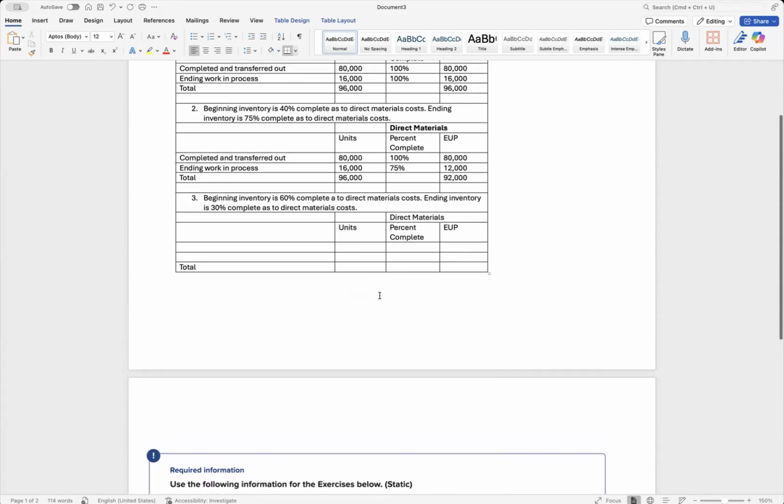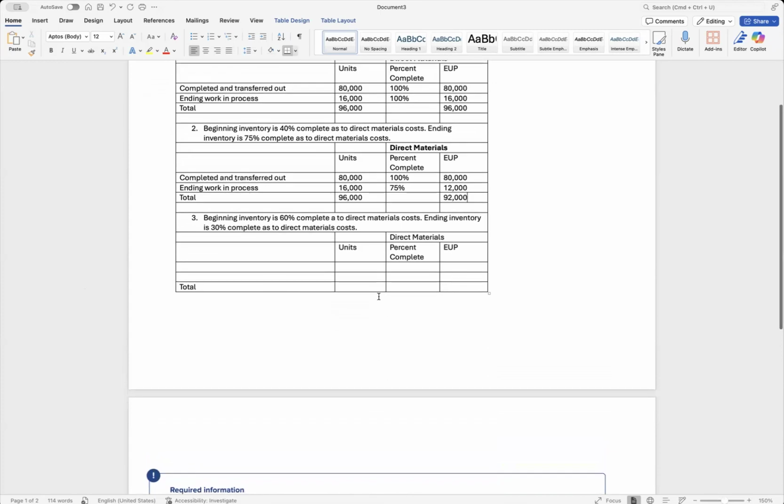Okay. Part 3, last part. Beginning inventory is 60% complete as to direct materials. Ending inventory is 30% complete as to direct materials. So I'm going to put here again my completed and transferred out. They're telling you what the beginning inventory is to kind of trick you, okay? You don't really care about that because again, your beginning inventory, along with the units that were started and completed this cycle, all make up this completed and transferred out of 80,000. Okay, so 80,000 units. And since they're complete, we added all the direct materials. So we're going to put 100%, and this is going to be 80,000.